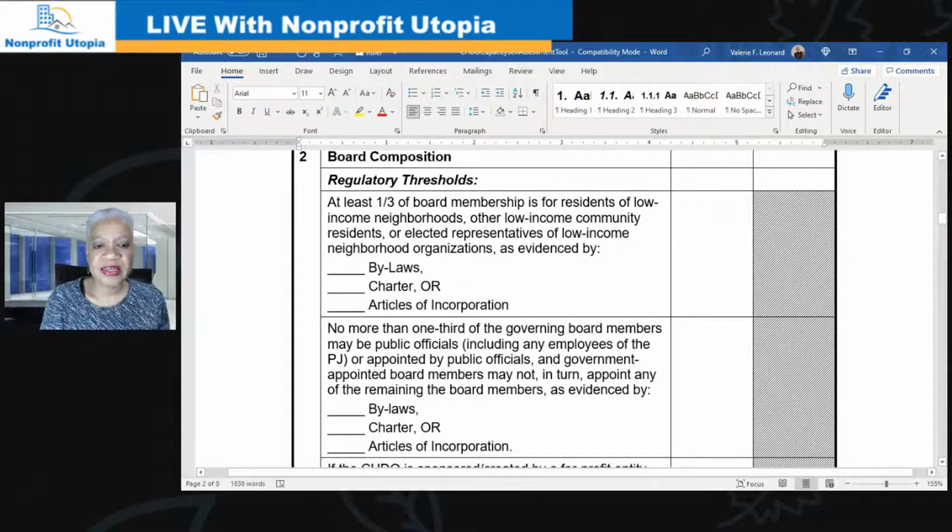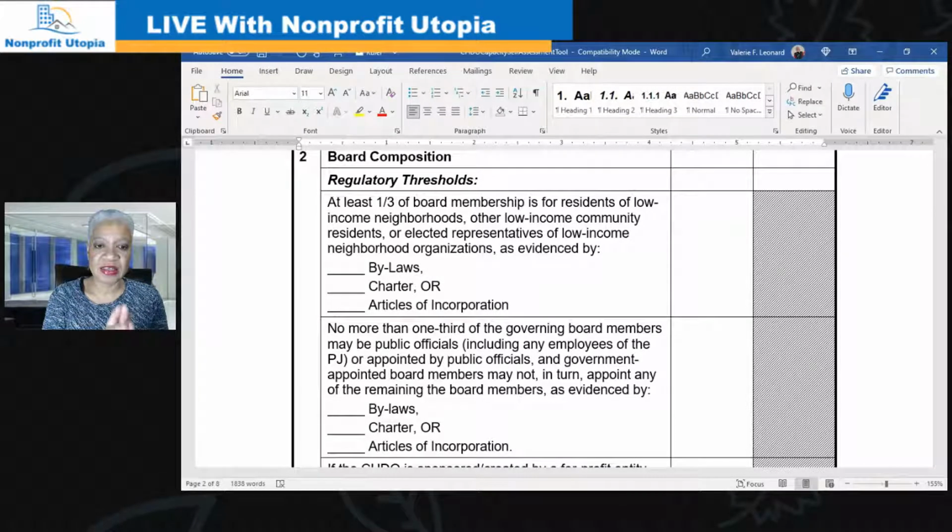And this question is pertaining to the CHRL program. The CHRL program is designed such that they want to make sure that there's representation from very low income people on the boards. So you have to have at least a third of your board membership be residents of low income neighborhoods or other low income community residents, or elected officials from low income neighborhood organizations. And this should be documented in your bylaws, charter, or articles of incorporation.